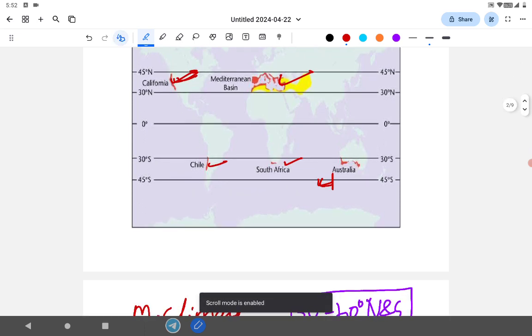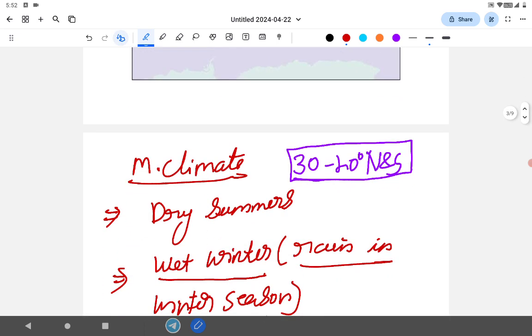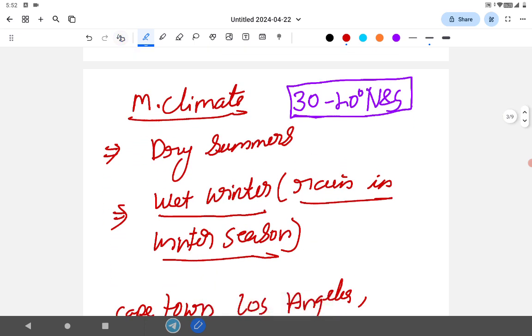Let's go to the next slide. This is very interesting. Remember this. What is the unique feature of the Mediterranean climate? The unique feature of the Mediterranean climate is dry summers and rain during the winter season. Wet winter.